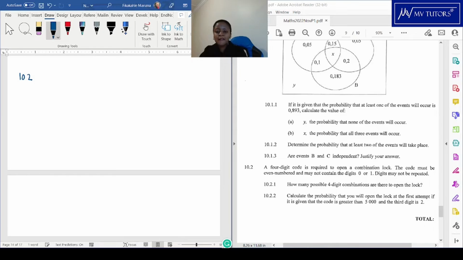Okay, so a 4-digit code is required to open a combination lock. The code must be even numbered and may not contain the digits 0 or 1. Digits may not be repeated, okay? They may not be repeated.